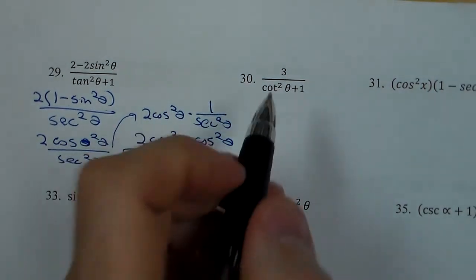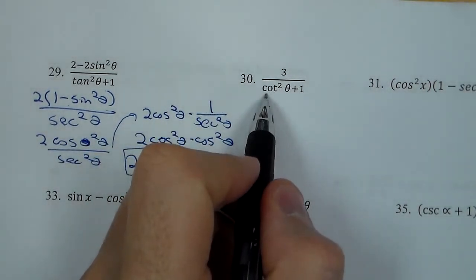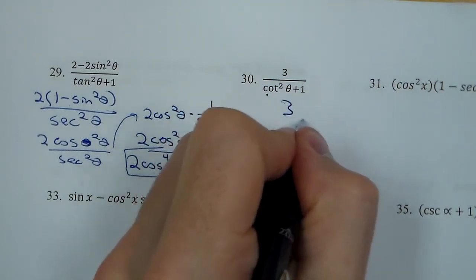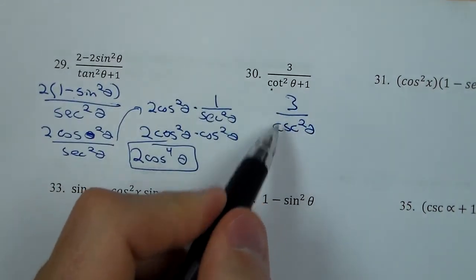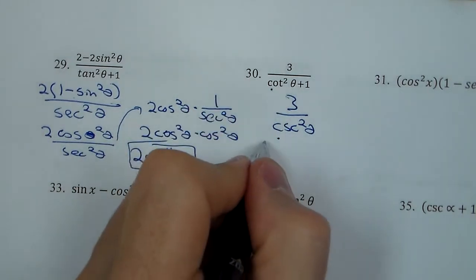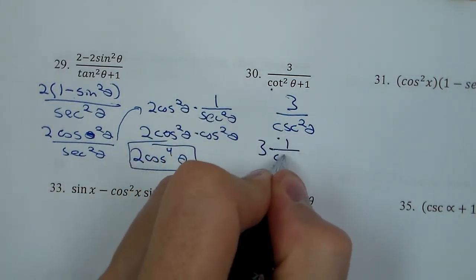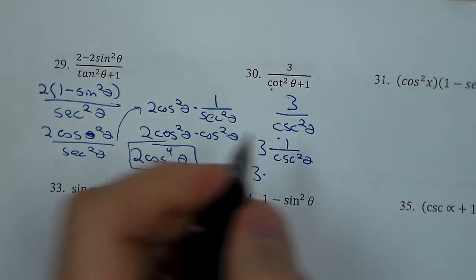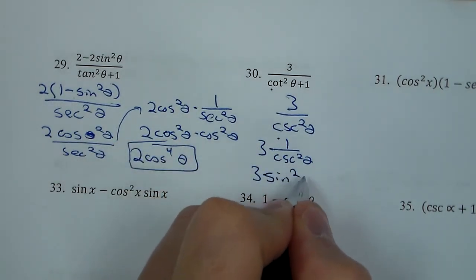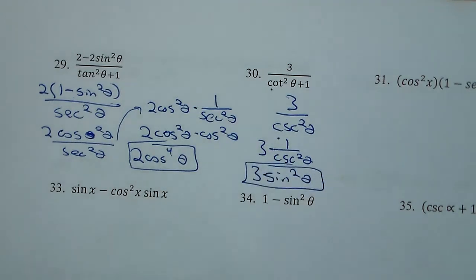Okay, number 30, I have cotangent squared theta plus 1. That is the Pythagorean identity for cosecant. So now 3 over cosecant squared theta, we could write as 3 times 1 over cosecant squared theta. Cosecant is the reciprocal of sine, so that becomes 3 sine squared theta.